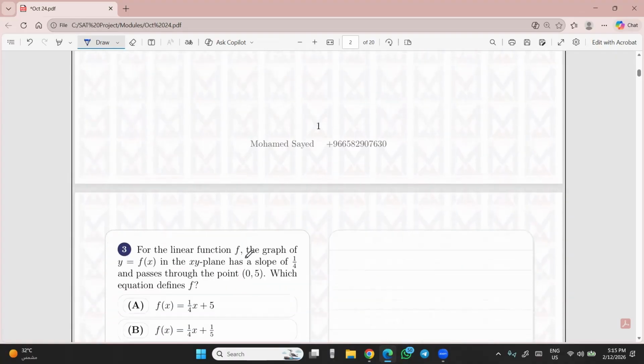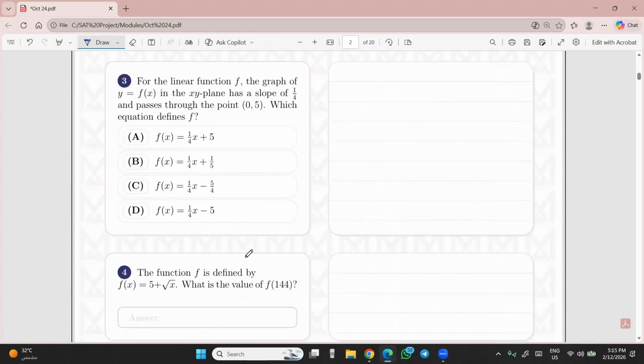Question number 3, for the linear function f, the graph of y is equal to f of x in the xy plane has a slope of 1 over 4 and passes through the point 0 and 5. Which equation defines f? If you look here, you can find that all of them are written in the form of slope-intercept. Slope-intercept form could be written like this: f of x is equal to mx plus b. That's the slope-intercept form of a linear equation.